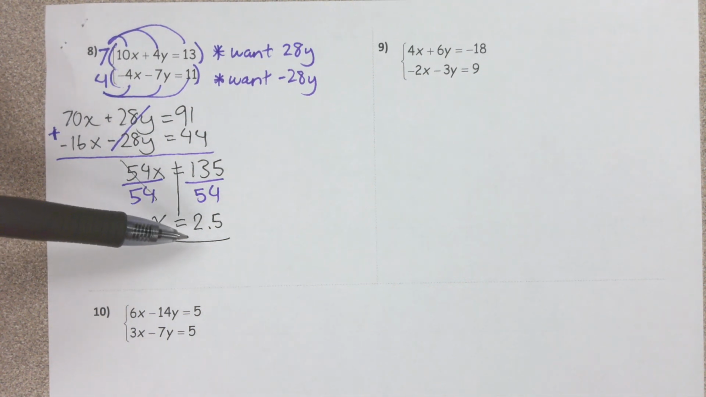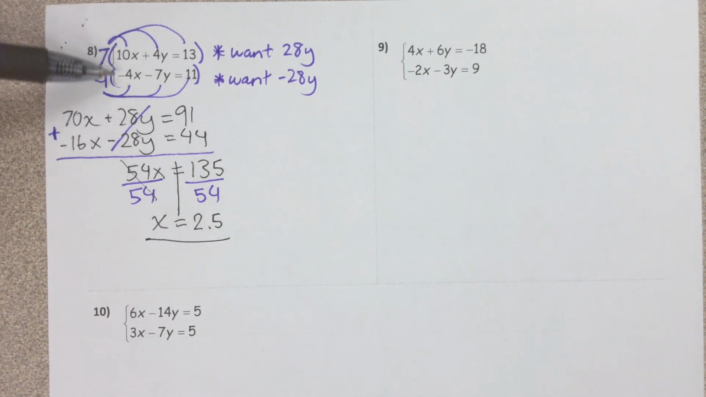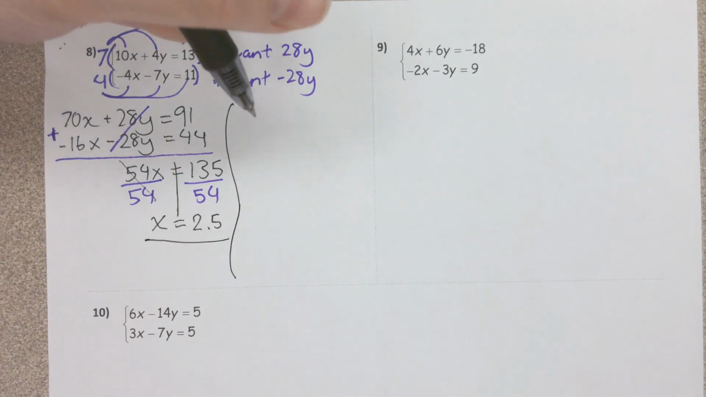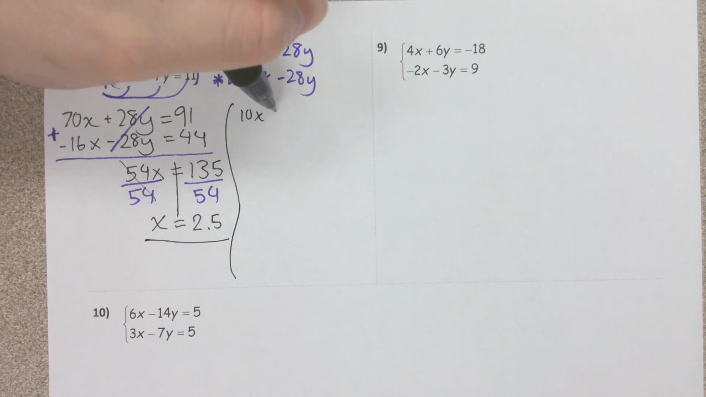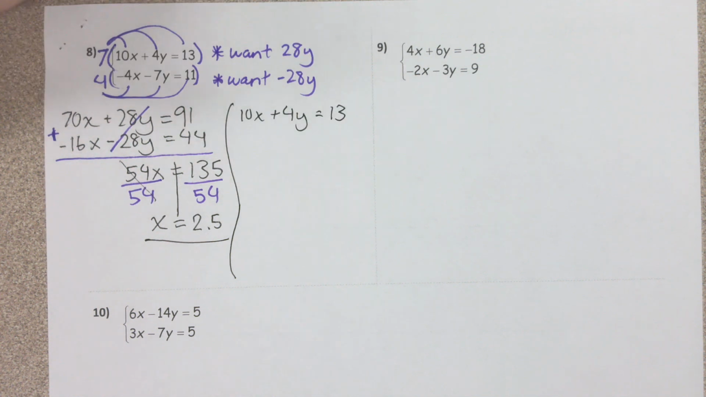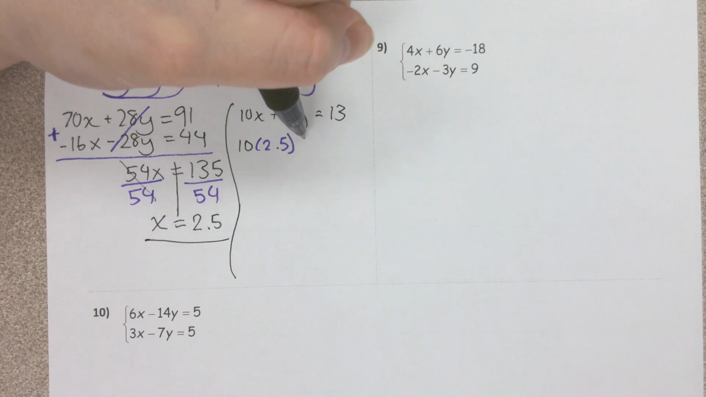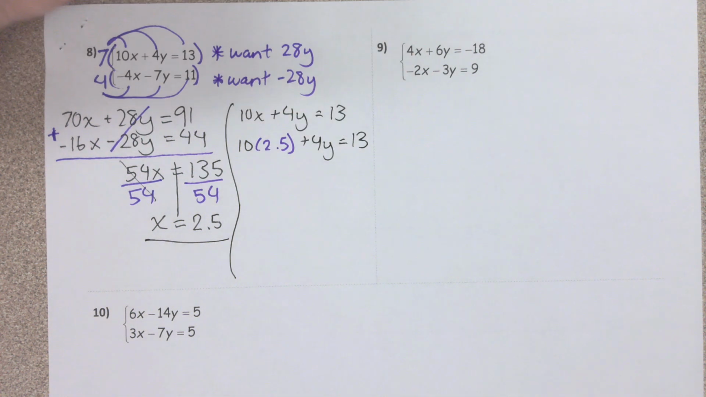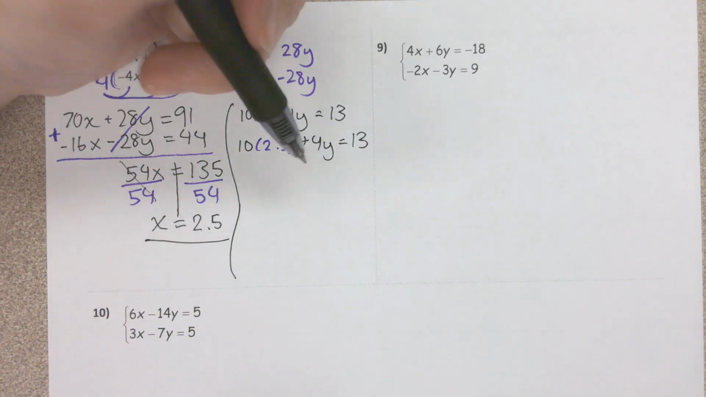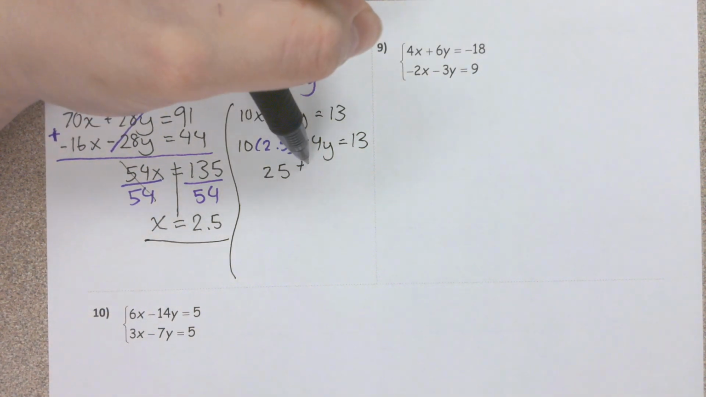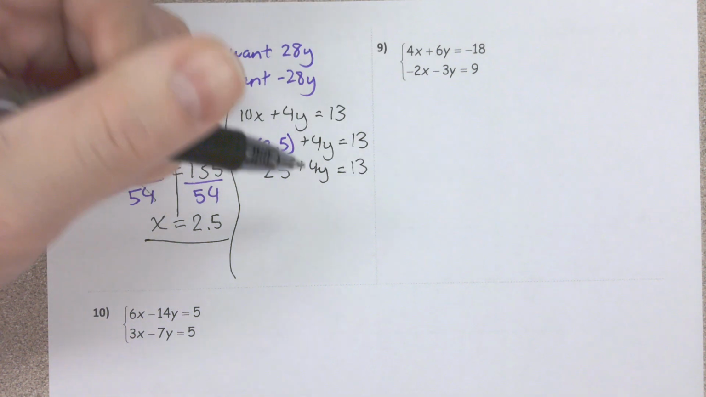All right, now that I have my x, I just need to find my y. Again, 2 equations to choose from. The top one is calling my name. All of the numbers are positive, which is what I like. So I'm going to go with that. So we have 10x plus 4y equals 13. We have 10x is 2.5. 10 times 2.5 plus 4y equals 13. 10 times 2.5 is 25 plus 4y equals 13.